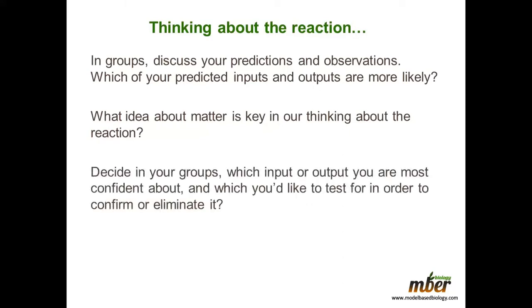I want you to think about what inputs or outputs you're most confident about. So we know we've got ethanol as an input. We've got something else in there too, right? And then something happens to it and it transforms. How does that matter get rearranged?